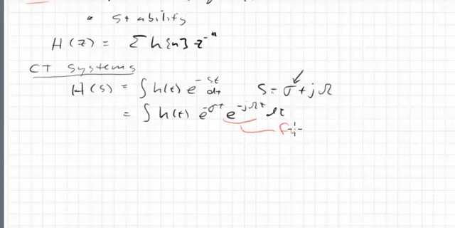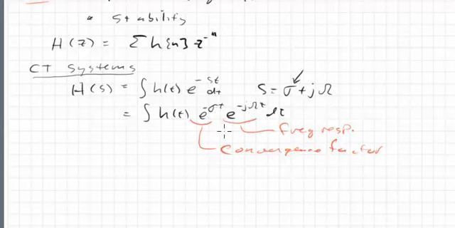Right, when we just have this term, without that term, we get the continuous time Fourier transform, but this term is going to be the convergence factor. So when we let sigma equal 0, this thing is equal to 1 and we get the frequency response. But by looking at what values of sigma are required to cause convergence of this integral, we find out about stability of the system.